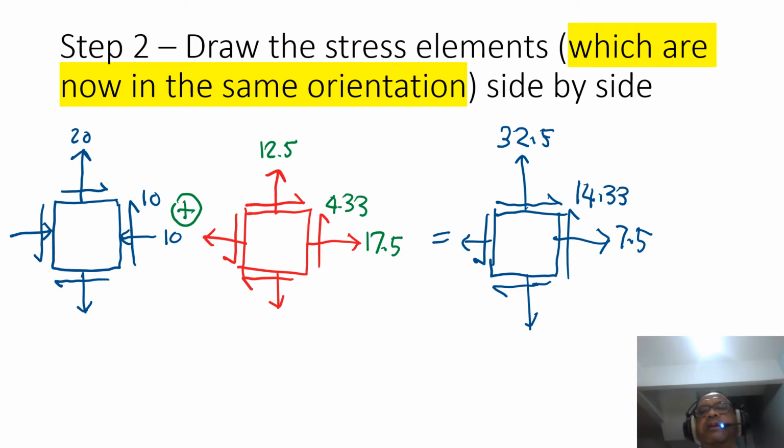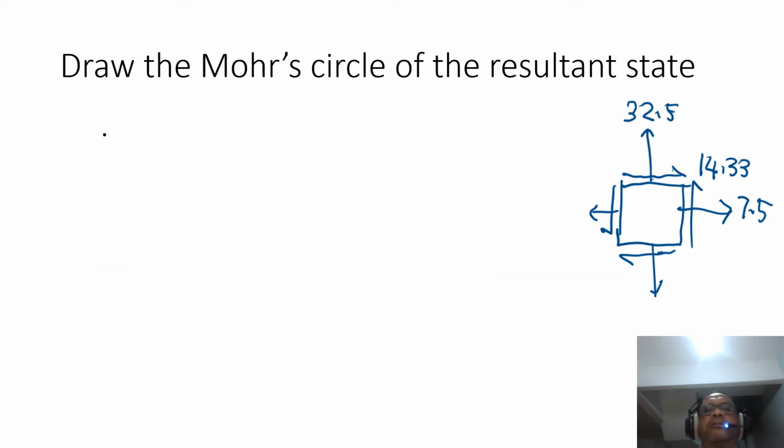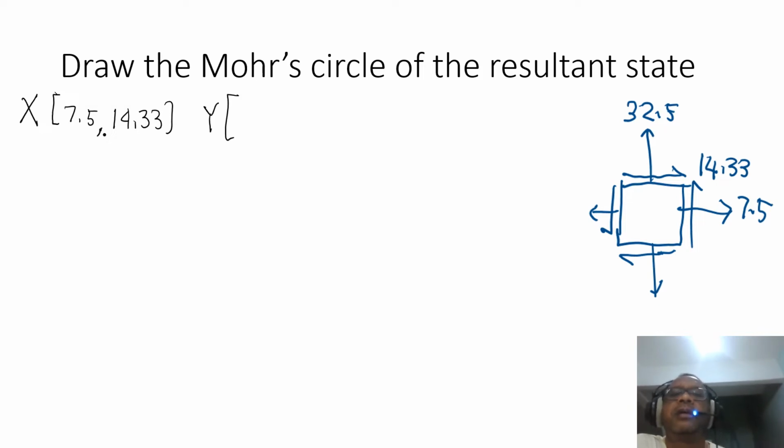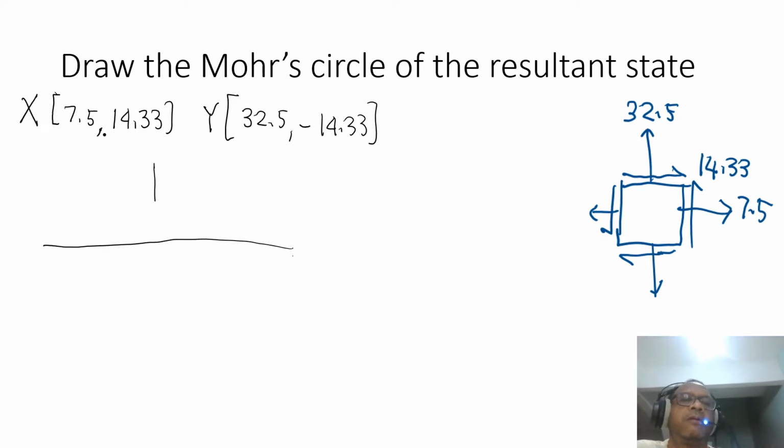So what do we do after that? After that, we draw the Mohr circle of the resultant state. So we can find the coordinates x and y. The x surface has a coordinate of 7.5, 14.33, and then the y surface has a coordinate of 32.5 normal stress and negative 14.33 as the shear stress. So we can now draw the Mohr circle of that.